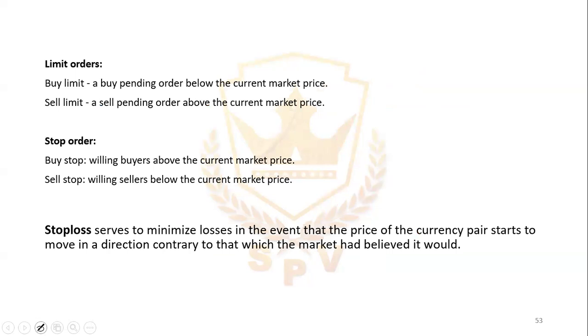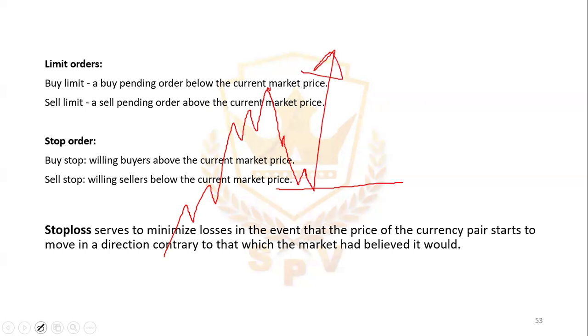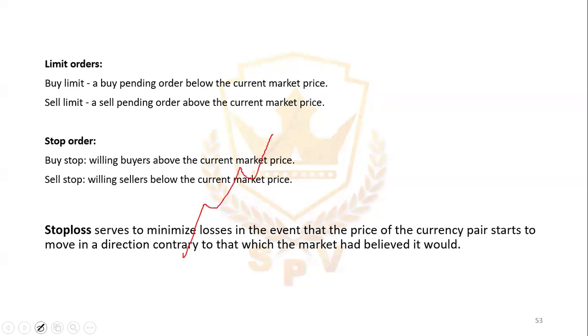In the pending orders, we have the limit orders and the stop orders. So we have the buy limit and the sell limit, and we have the buy stop and the sell stop. A buy limit is a buy pending order below the current market price. The market has been buying, and you see that the market would retrace to a certain price level and then continue to buy. So you put your buy limit order here, while price is at this level.